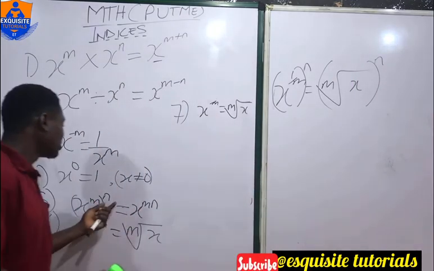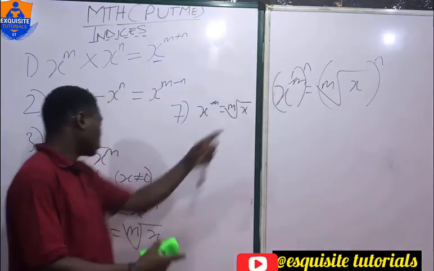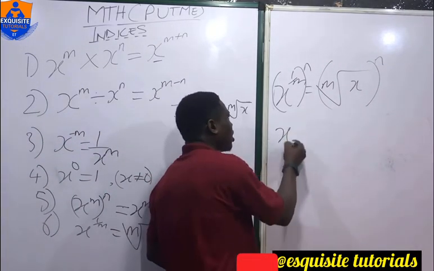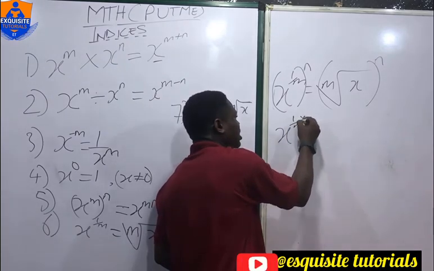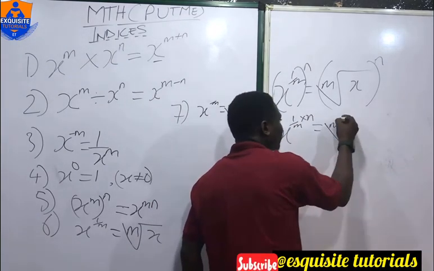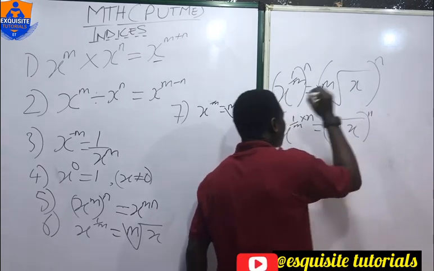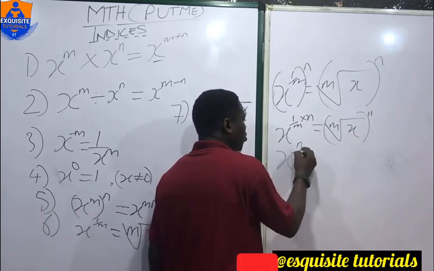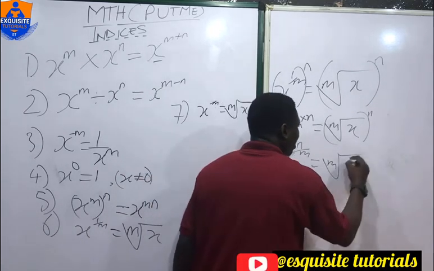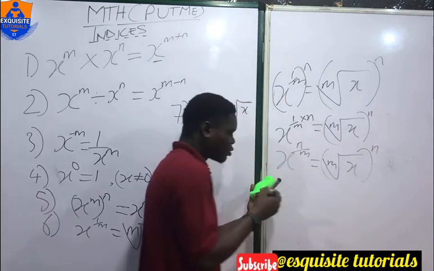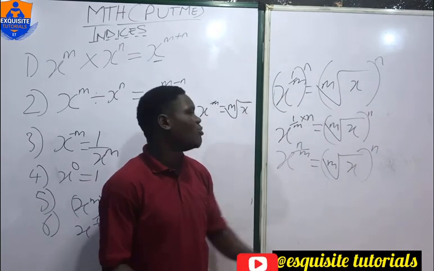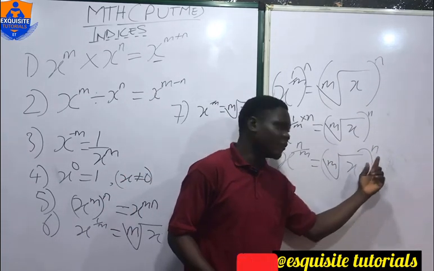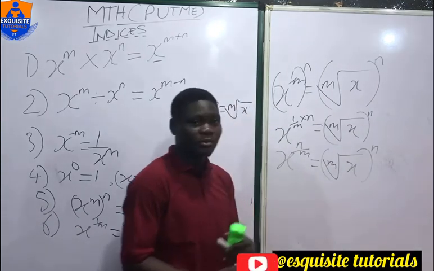Now, according to this law of indices, whenever you have a power already and you have another power, what do you do? You multiply the two powers together. So I'm going to have x raised to the power 1 over m times n. So this is the mth root of x raised to the power n. So 1 times n is n. So we have x raised to the power n over m. Now in indices, if I decide to find the mth root of x first before raising it to this power n, or I decide to raise it to this power n first before finding the mth root, it's the same thing I'm going to get.